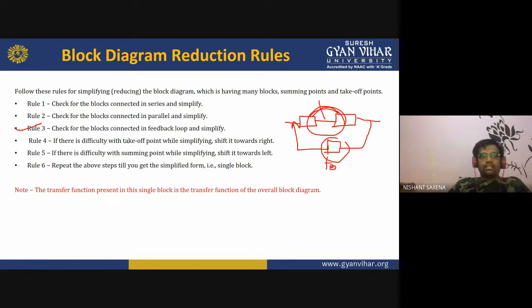If there is difficulty with the takeoff point while simplifying, shift it towards the right. That means if we are having any takeoff point over here and it's very difficult to reduce the block, then it's better to take it towards the right side.